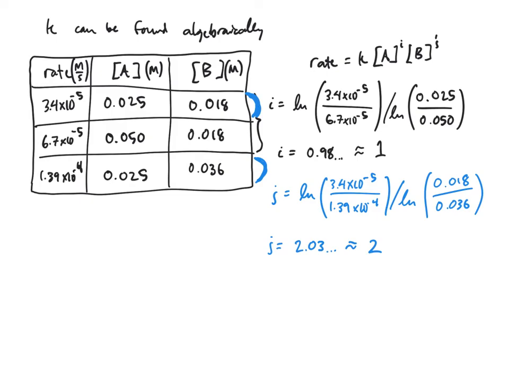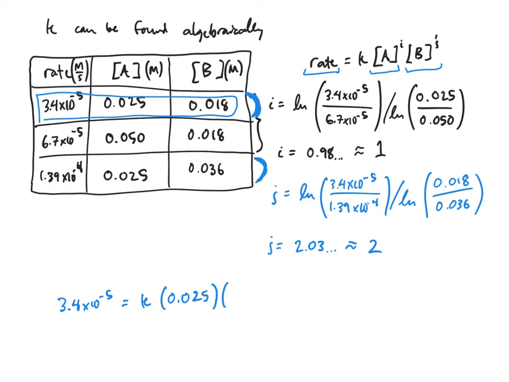Now the last step is to find k. So we're going to plug in a rate that we know as well as concentrations and the orders that we found, and then we're going to algebraically solve for k. So let's choose everything from this row right here. 3.4 times 10 to the negative fifth for the rate equals that unknown rate constant, 0.025 for the concentration of A, and 0.018 squared for the concentration of B. And again, we're using this j that we found there, and we're using the i that we found right there.